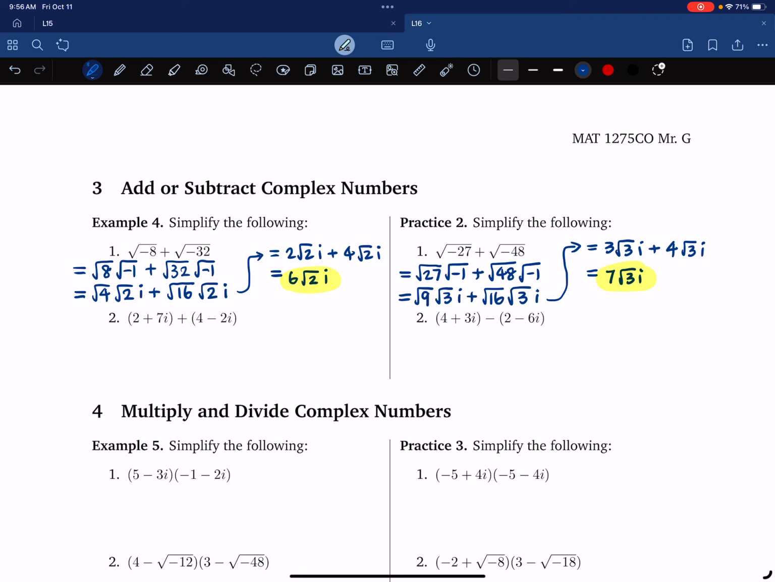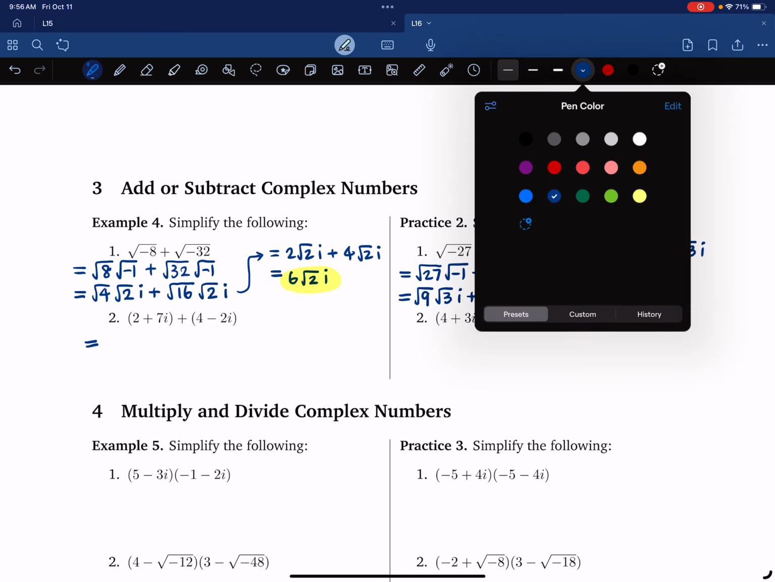Okay, number 2. Example for number 2. Now we are adding these two expressions. So remember, these two are complex numbers. You have the real part and you have the imaginary part. So when you are adding or subtracting complex numbers, you simply subtract or add the corresponding parts based on whether or not they're real or imaginary.